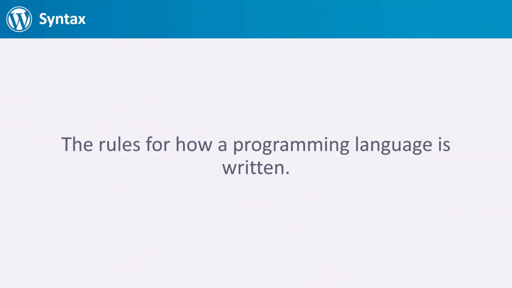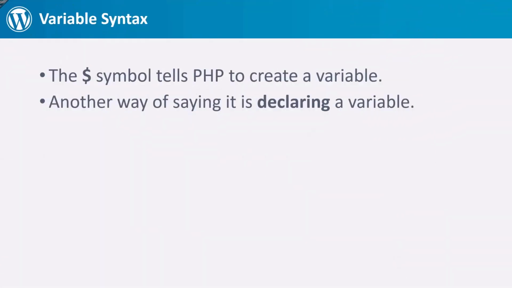In the English language, we have rules for how it's spoken and written. We refer to these rules as grammar. Programming languages also have rules for how they're written. The rules for a programming language are called its syntax. If we want to write a variable, we need to type a $ symbol. PHP will understand we're trying to define a variable.